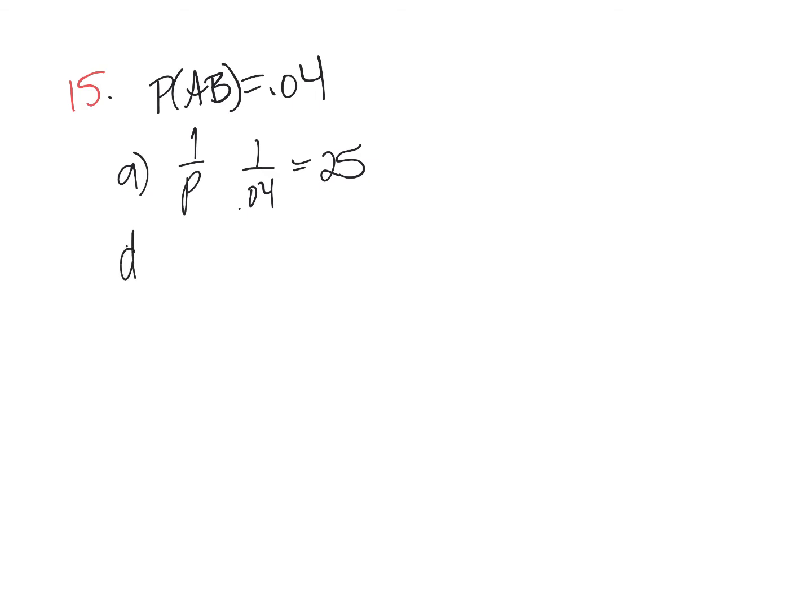So D says, what's the probability we won't find a type AB donor before the 10th person? That means the first 9 people are not AB, right? We don't know what happened on the 10th trial. It doesn't say we found them on the 10th trial. It says we didn't find anybody before the 10th. So that's the probability the 9 are not AB blood. So 0.96 to the 9th power.